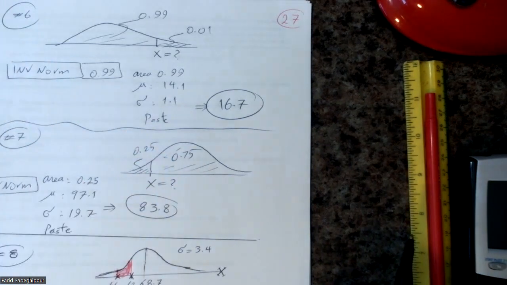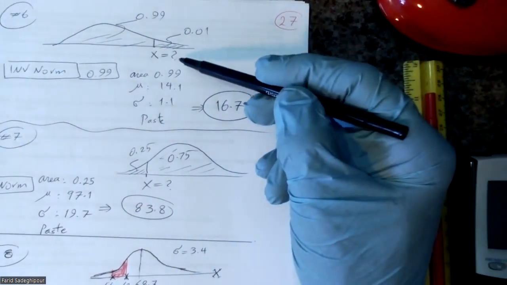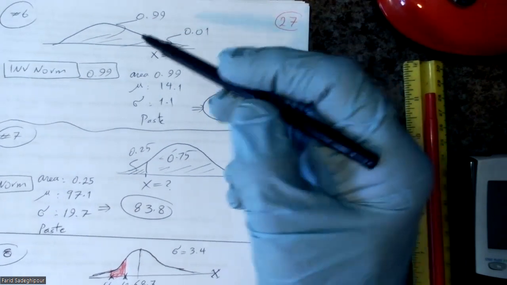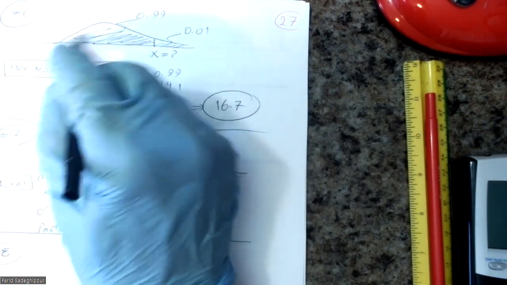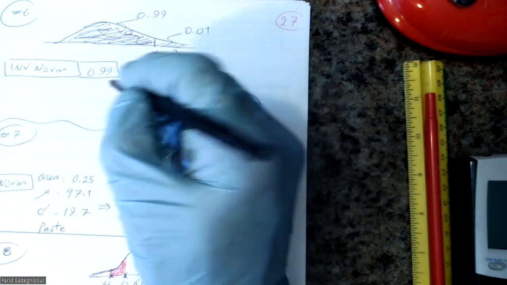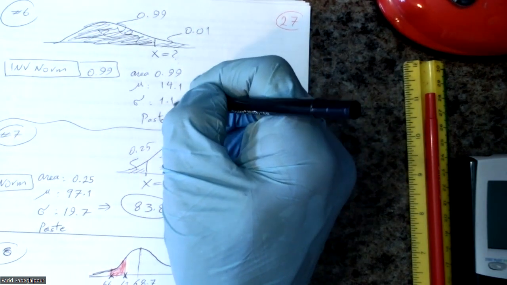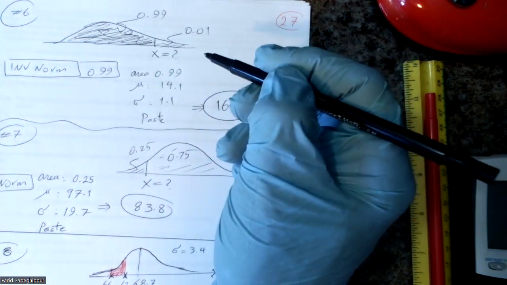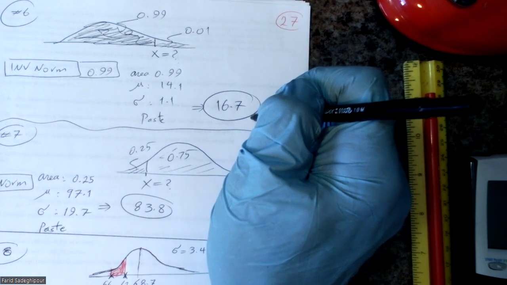So from problem 6 or 7, 8, the formula is here. Again, they want us to calculate the x. This area given in the problem is 0.99. Since this area is given, you have the mean, you have the standard deviation. These are all mean of population and standard deviation given in the problems. That gives us the value of x, which is 16.7.